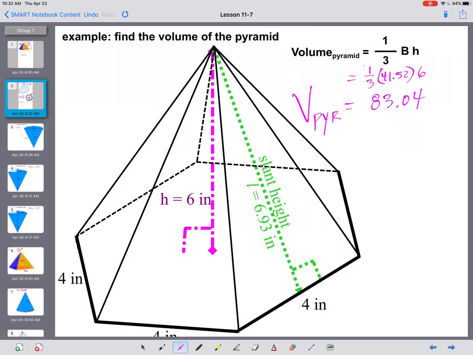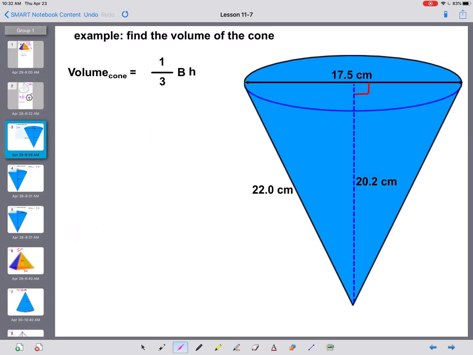How about some units? Yeah, we're going to say inches cubed because it is volume. Okay, nice. Now, in addition to pyramids, we're looking at cones. Same formula. That's why they're in this section together. Pyramids and cones, they have the same formula. 1/3 times capital B times H. And again, capital B is the area of the base. Now, just remember on this one, the area of the base is a circle, because on the cone, the base is a circle.